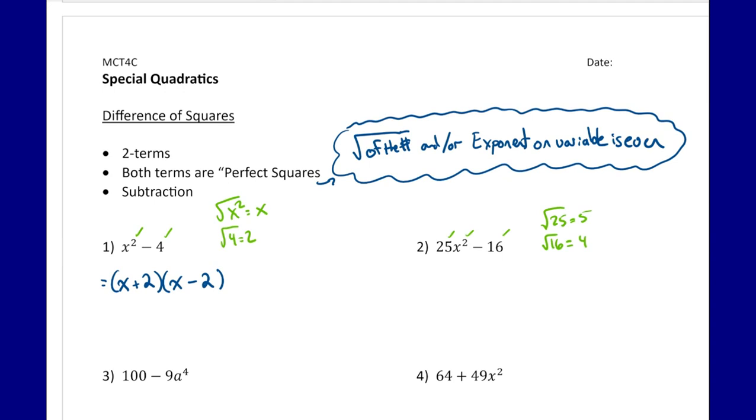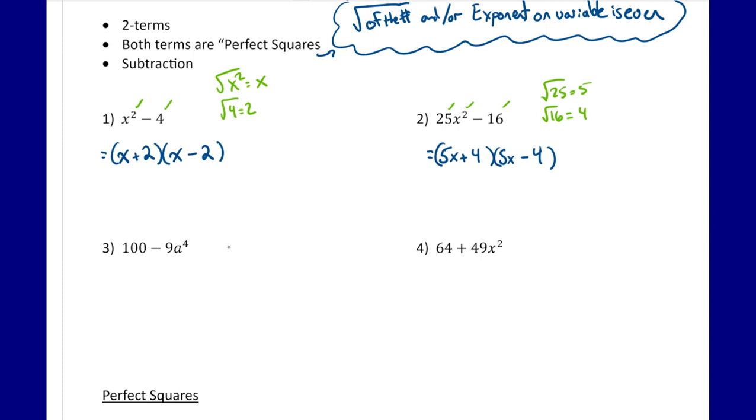This is a difference of squares. So now I can figure out what my two terms are. One's going to be plus, one's going to be minus, or my two brackets, sorry. One's plus, one's minus. Square root of the first term, well, square root of 25 is 5. Square root of x squared is x. Square root of 16 is 4. So I have 5x plus 4 and 5x minus 4. And that's all we have to do.